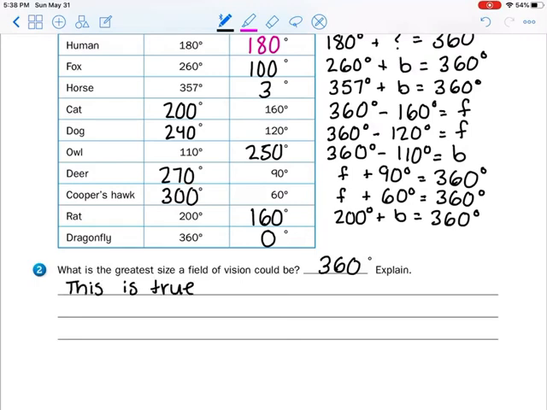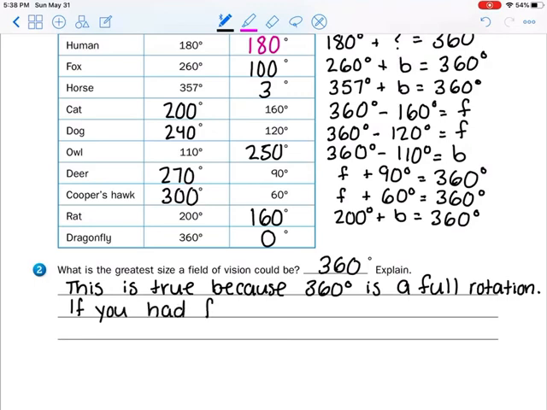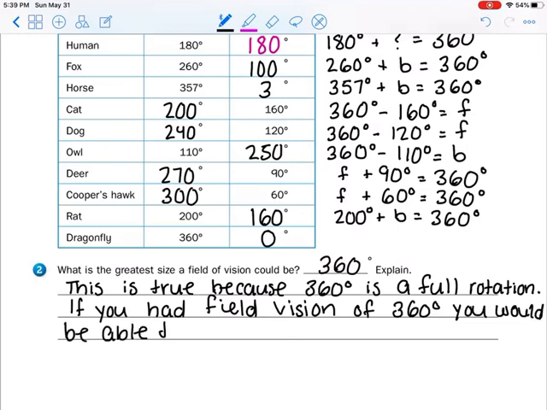So this is true because 360 degrees is a full rotation. If you had a field of vision of 360 degrees, you would be able to see all the way around.